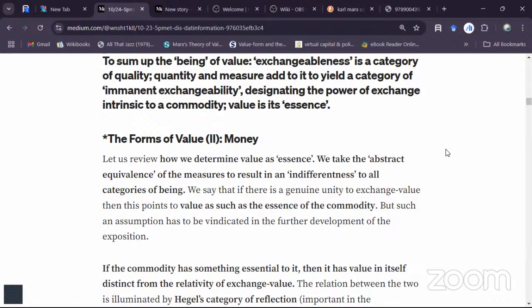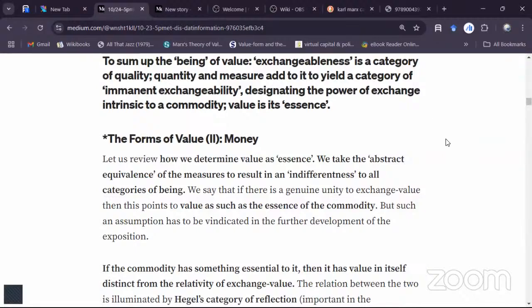Let us review how we determine value as essence. We take the abstract equivalence of the measures to result in an indifferentness to all categories of being. In other words, you're trying to create a system or set of margins. This is the utility theory of marginal analysis. You try to isolate the thing, whatever it is. You confer upon it a certain framing, a kind of attention that we pay to it. In other words, you've selected this thing out of all the stupid things on the clearance table. What about it is important? This points to value as such. That's the essence of the commodity. But such an assumption has to be vindicated in the further development of the exposition.